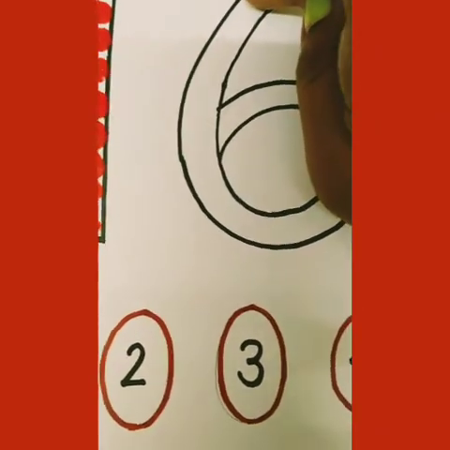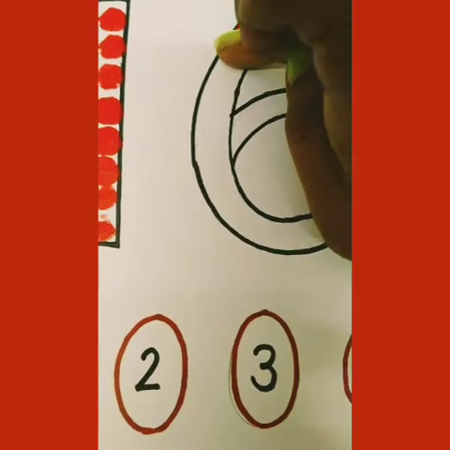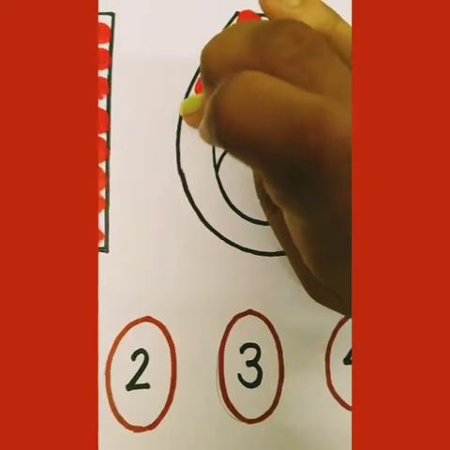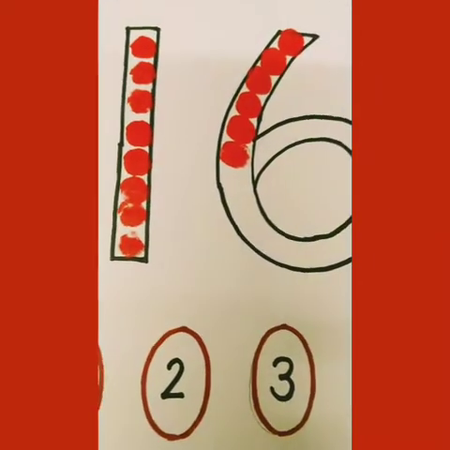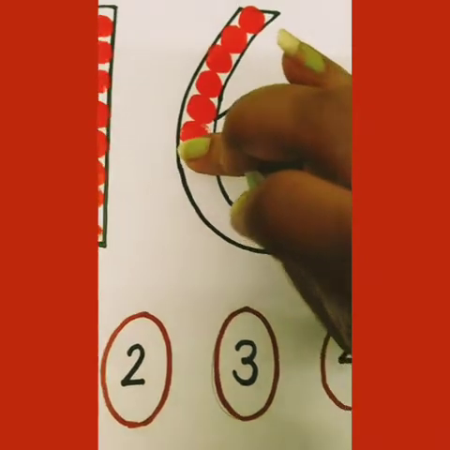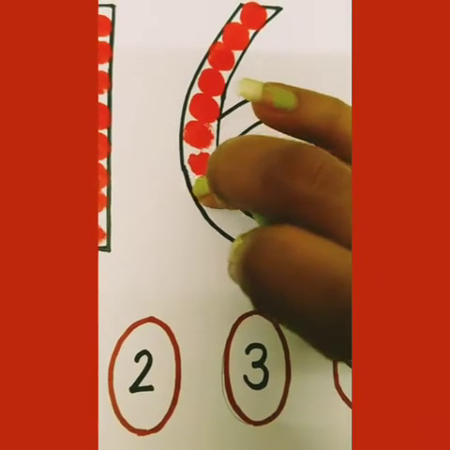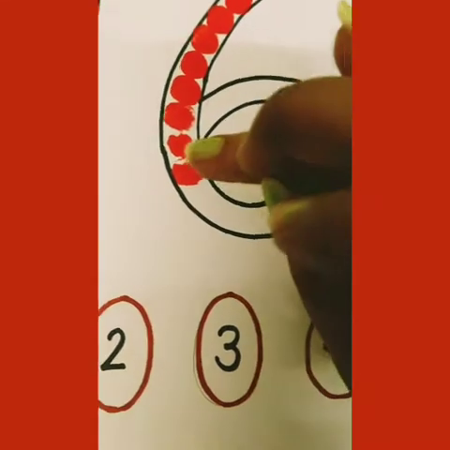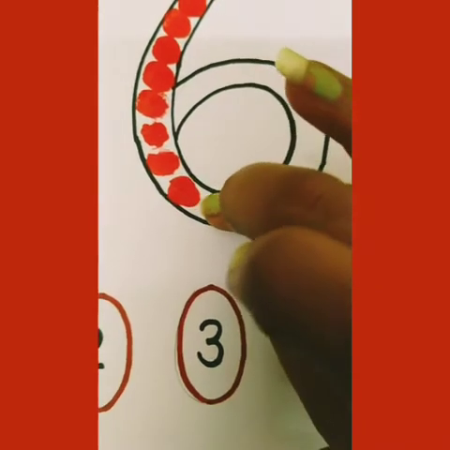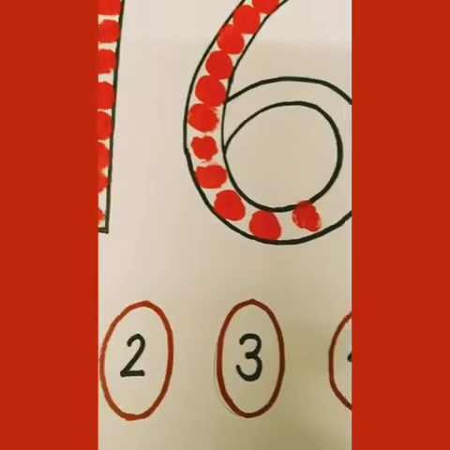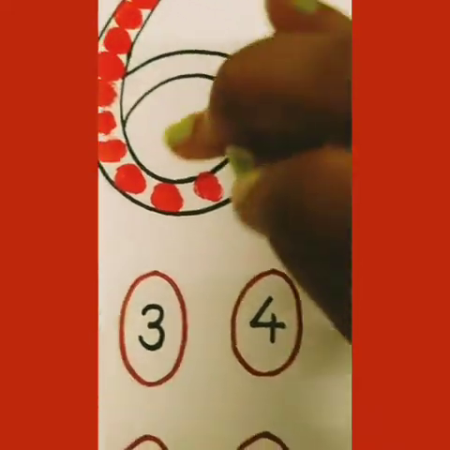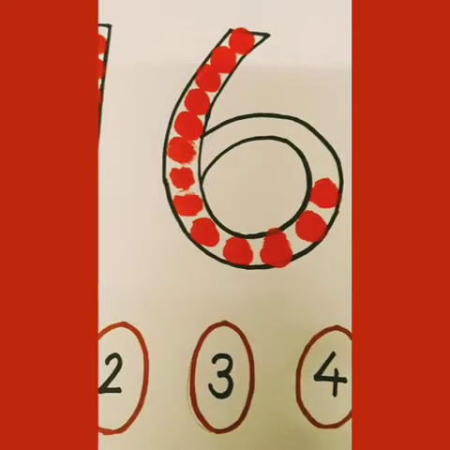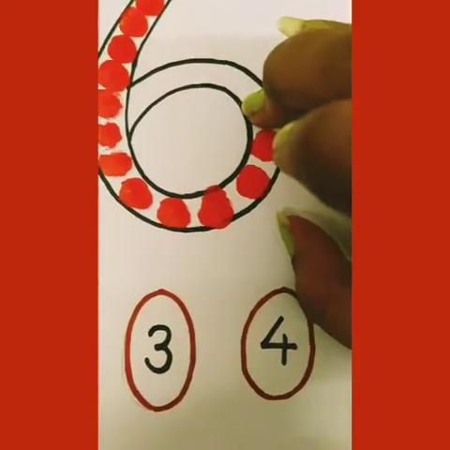So let's start from here, like this. You have to make small fingerprints inside. Kids, I am taking red color here, but you can take any color according to your choice. Then go upside. Like this you have to complete number 6.